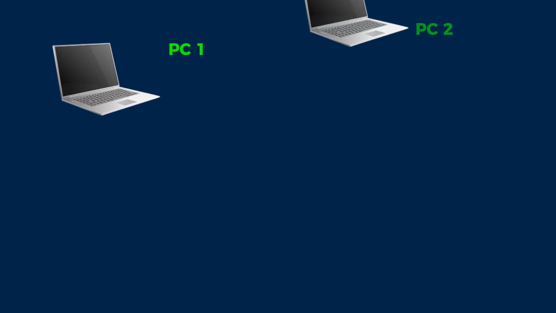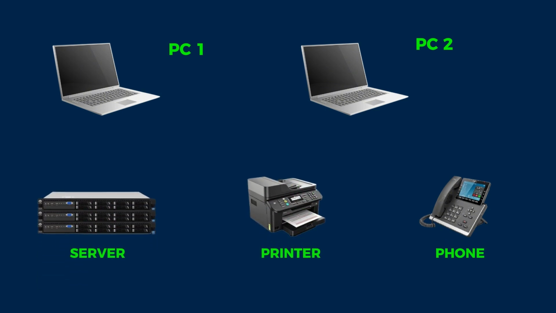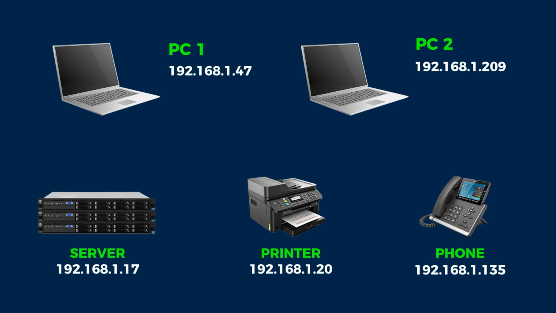In this example, I have two PCs, PC1 and PC2. I have a phone, a printer, and a server, and you'll notice all of these have IP addresses directly assigned. So if I want to communicate between PC1 and PC2, we will communicate using these IP addresses. But what connects these devices to each other?